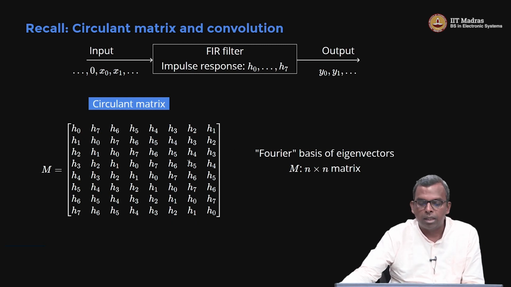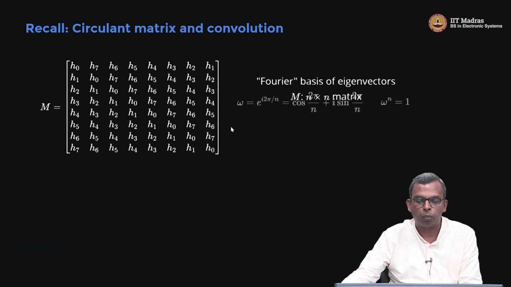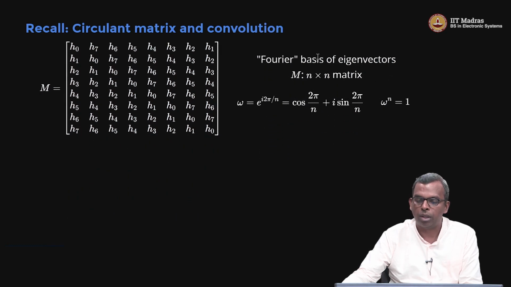It turns out the Fourier basis is a set of eigenvectors for this n cross n matrix, and let us revisit that and confirm it. Here is the Fourier basis. To define the Fourier basis, we need the nth root of unity. What is the nth root of unity? It is this symbol omega, which is e power i 2 pi by n.